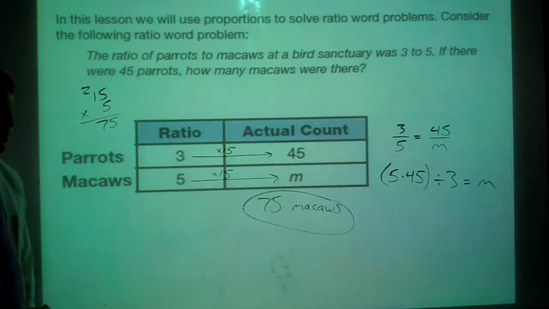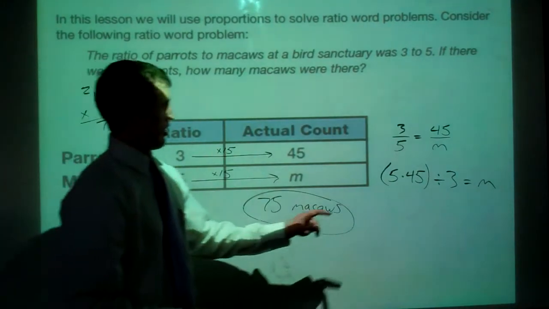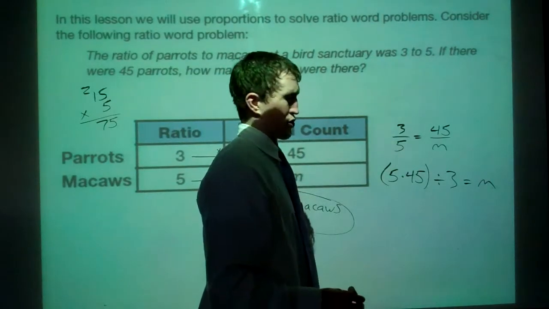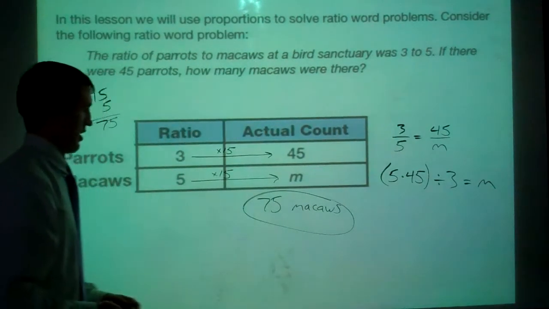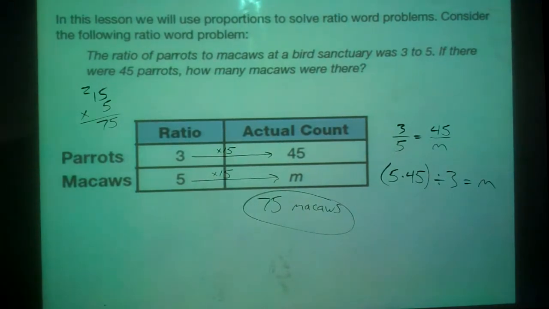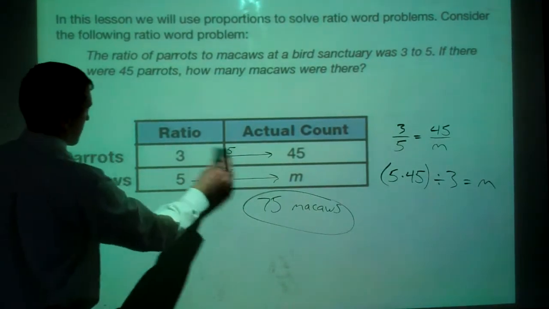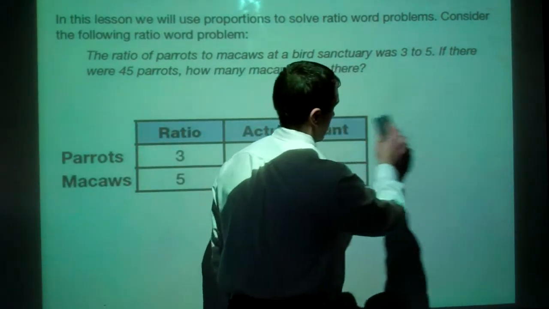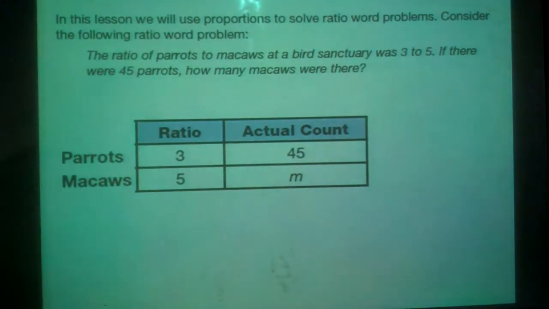Okay? Now if we would have done 5 times 45 and then divided by 3, we still should have got 75. That's just 2 different ways to do it. A lot of times there are many ways to do these problems. But I figure if you can take the easy way, go ahead and do that. And do whichever one you prefer.